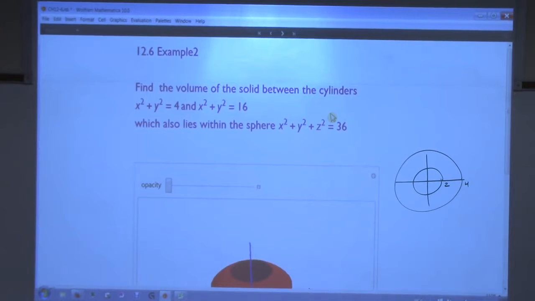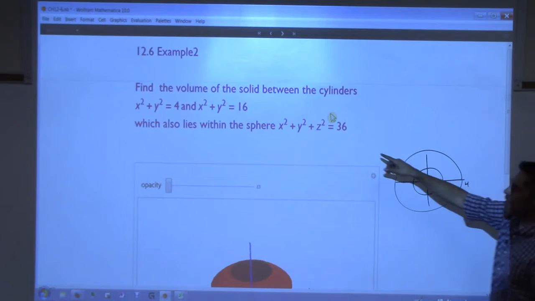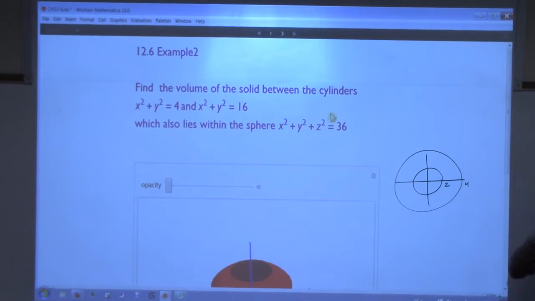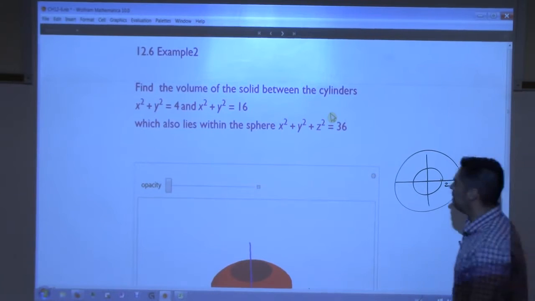And then top and bottom. You're going to have to solve this thing for z, right? Now, would you use plus and minus? I would probably go from 0 to the top and then double the answer. Because it's a volume problem, I would do that.